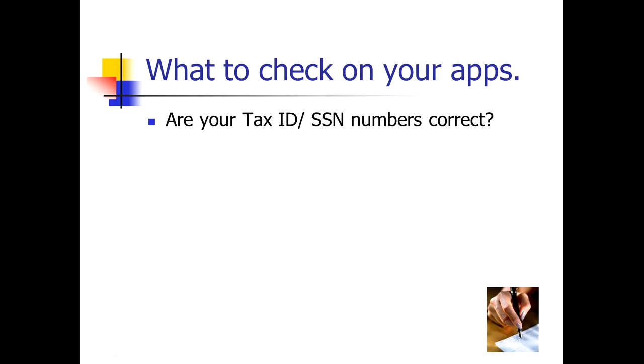What to check on your apps? Are your tax ID and social security numbers correct? That's the biggest thing. Like we said, all the shares in your entities need to be listed on there, and we need to make absolutely sure that the social security numbers are correct for each one of those individuals. So it's not only listing the names, it's making sure that we have the individual's information correct. That can create some issues as well if we don't have that.